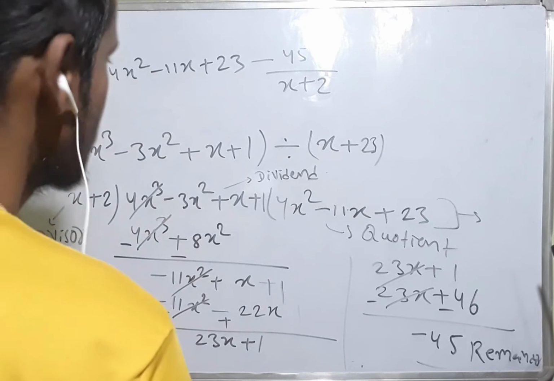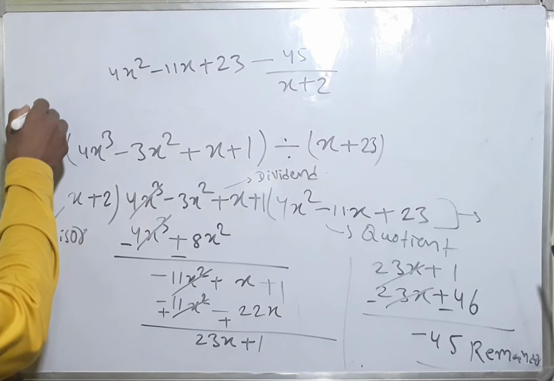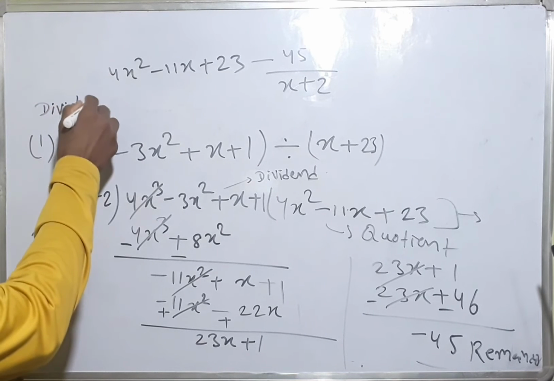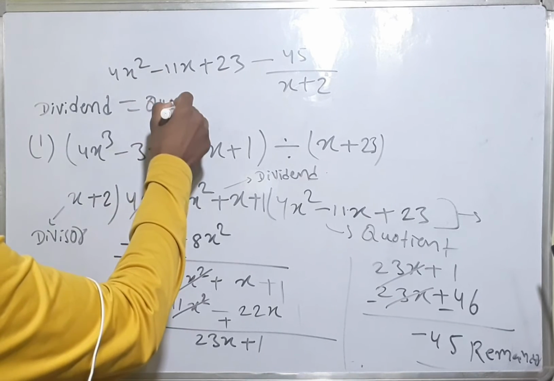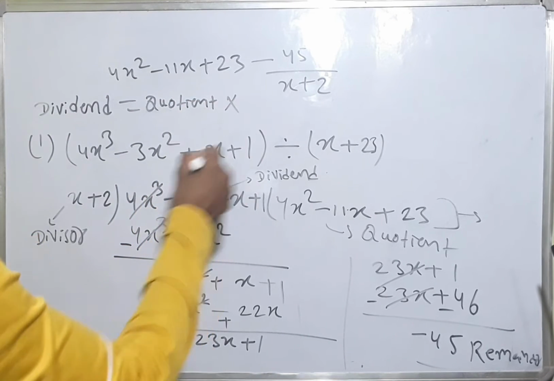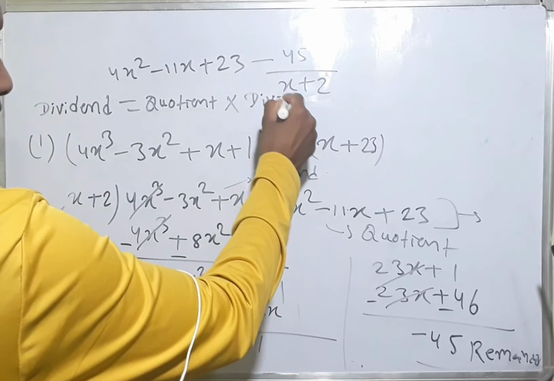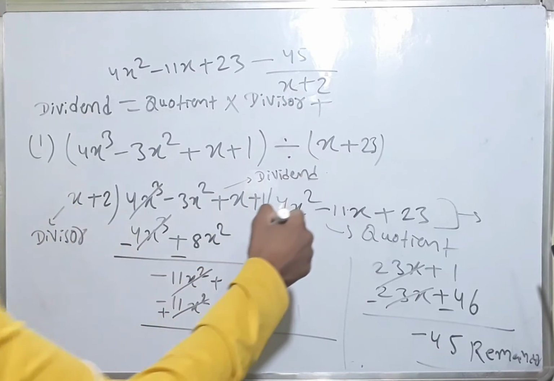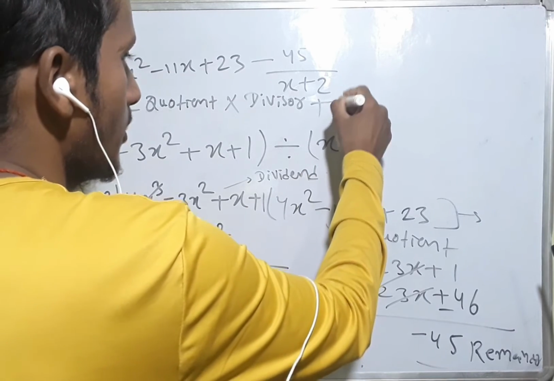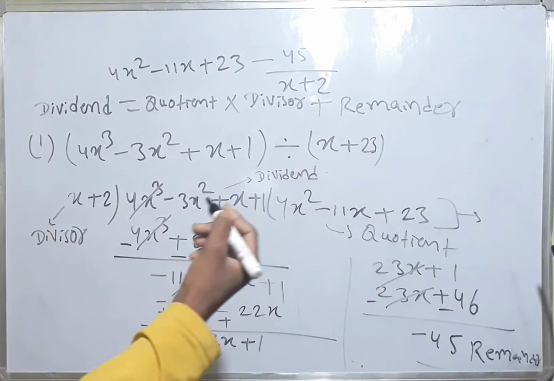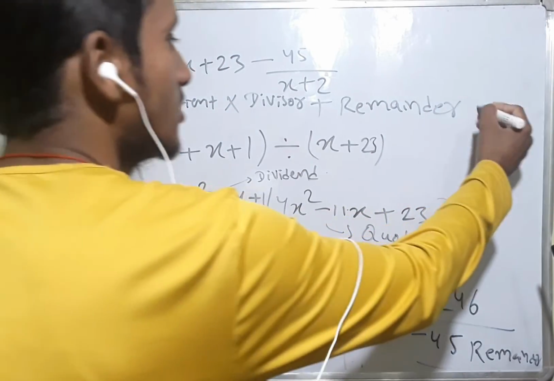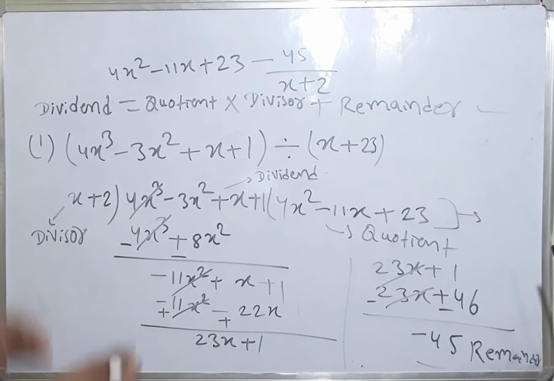If you want to check it, you can use the same rule that you might already know from arithmetic: dividend is equal to quotient times the divisor plus the remainder. You can use the same rule to check whether it is correct or not. But I'm not going to do that. I'm not going to teach you that in this video because it's so simple. I just leave it to you. You can do it on your own if you want to check whether it is correct or not.